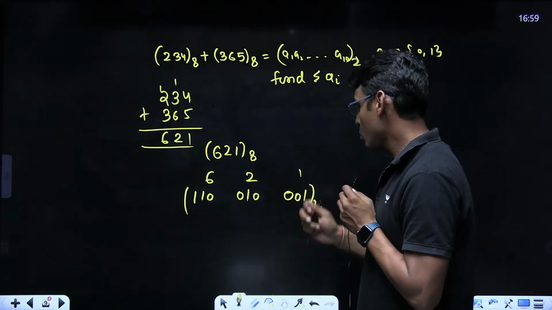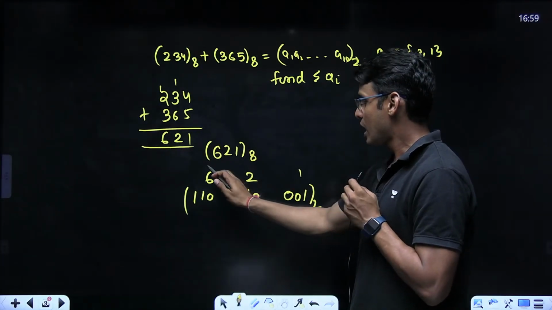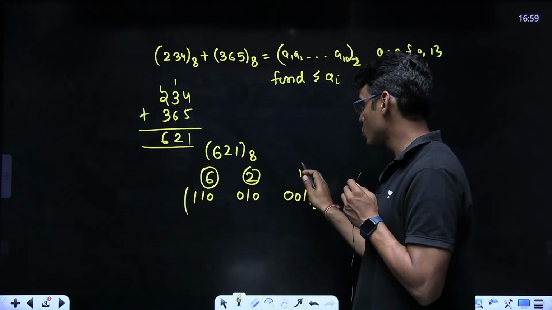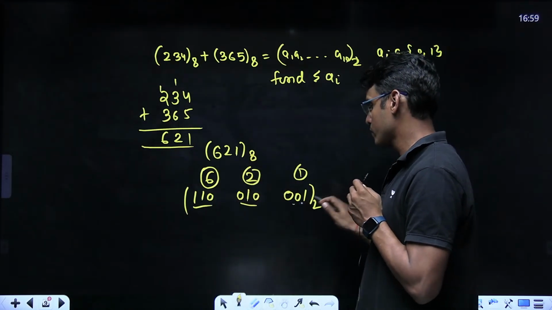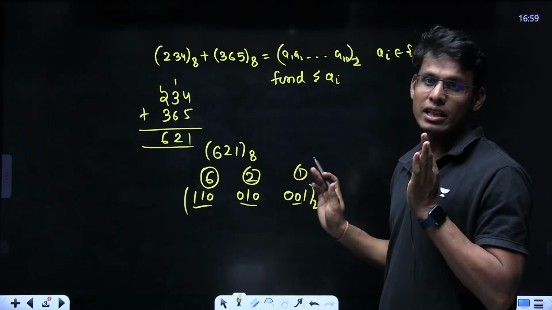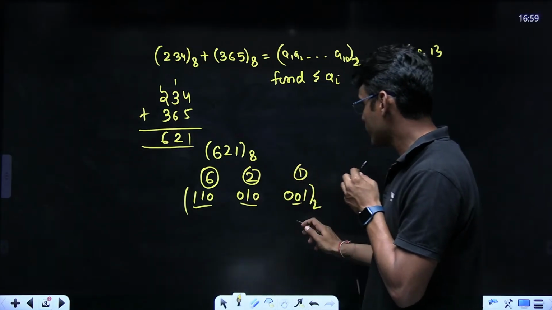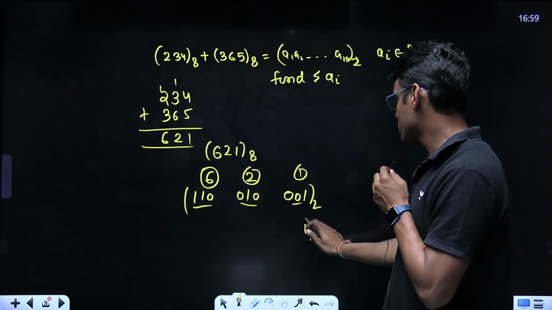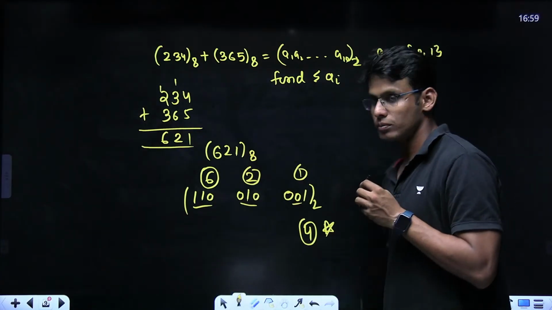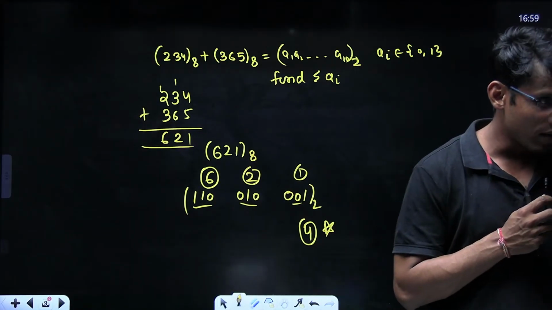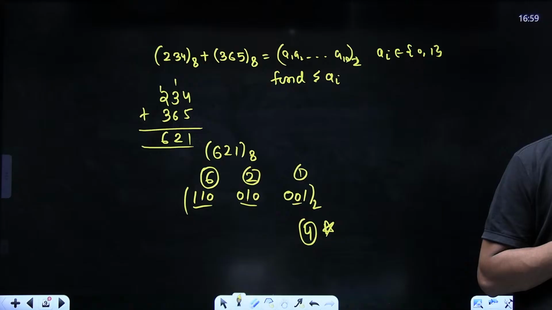What I have done here is simply write 6, 2 and 1 in 3 digits and then simply add them, or I would say join them. So this is your number, which means your sum of AI is 4. That is how you have done it.